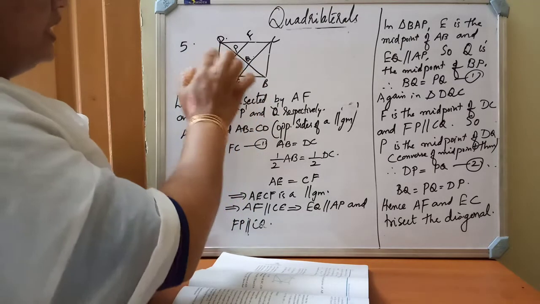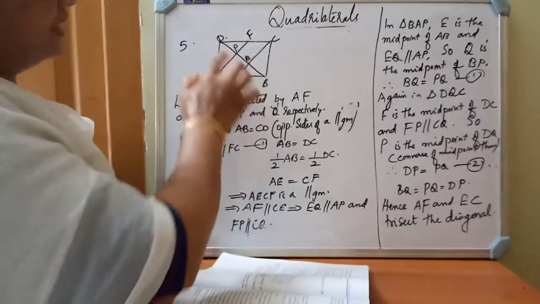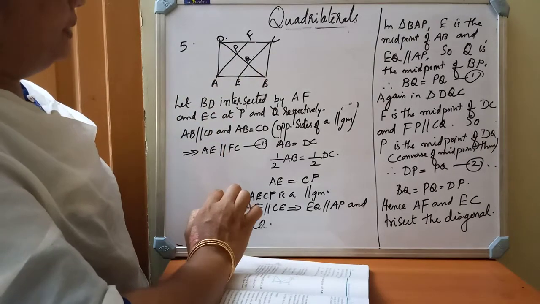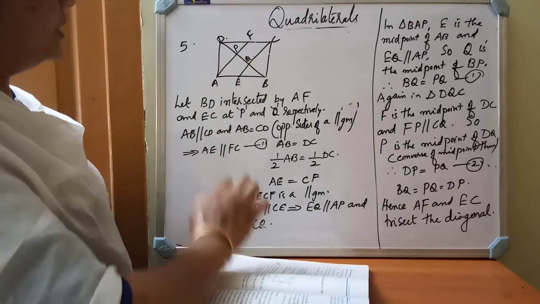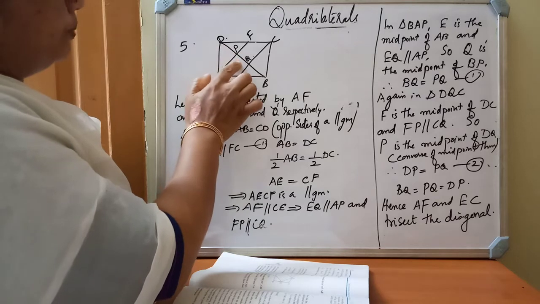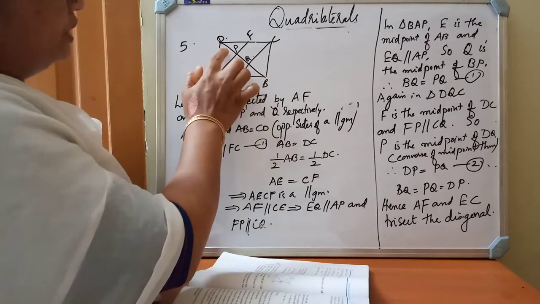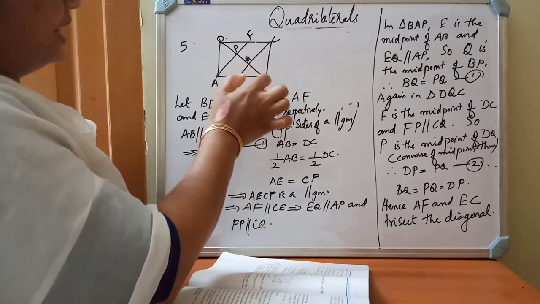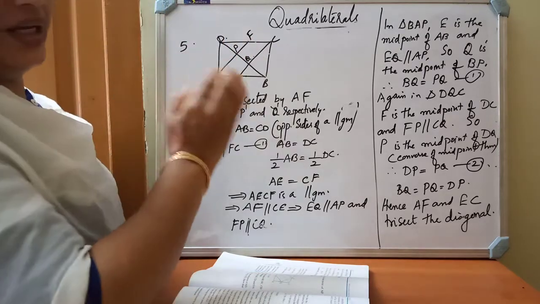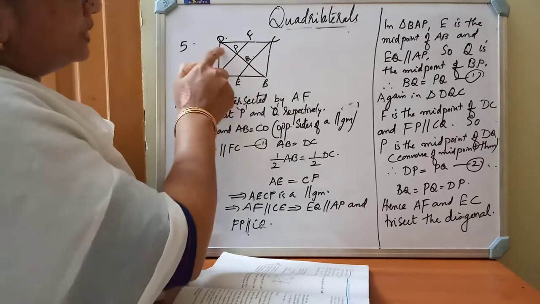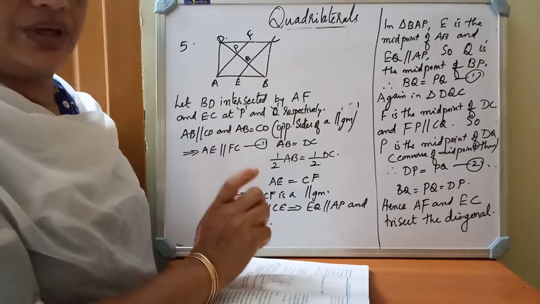Okay, so AF and EC trisect the diagonal BD means what we have to prove is DP is equal to PQ is equal to BQ. If we get that, it means this diagonal is trisected. That means these three parts must be equal. That only we have to prove.